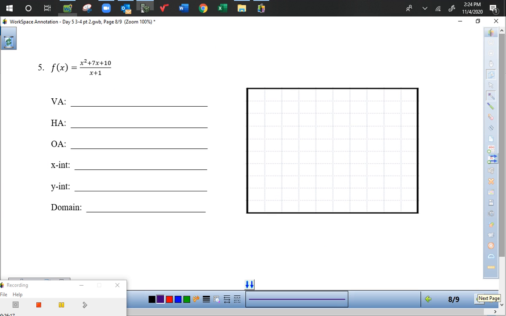Couple more here. We've got another example where it's bigger on top. Okay, so bigger on top for us, remember, means oblique, which means it can't be this. We do want to try to factor first because that's the easiest way to divide stuff. We can factor this one, x plus 2 and x plus 5.